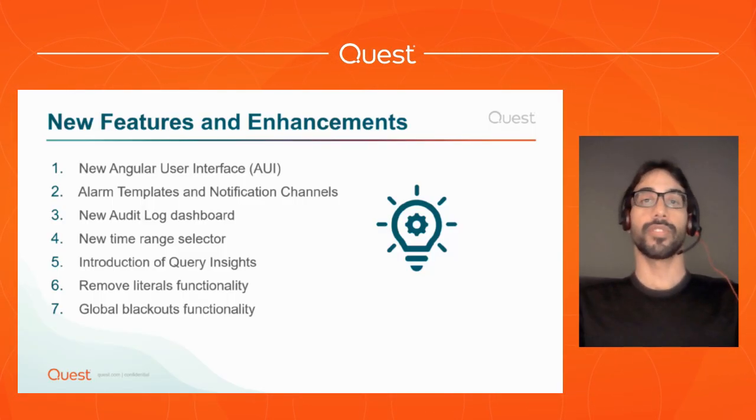We have the introduction of query insights. This provides a high-level view of the top consuming queries in the environment. We have the remove literals functionality. This is an option to replace personally identifiable information in queries before submitting that data into Foglight. We have the global blackouts functionality. This is a command line option in particular to disable or black out the whole environment.